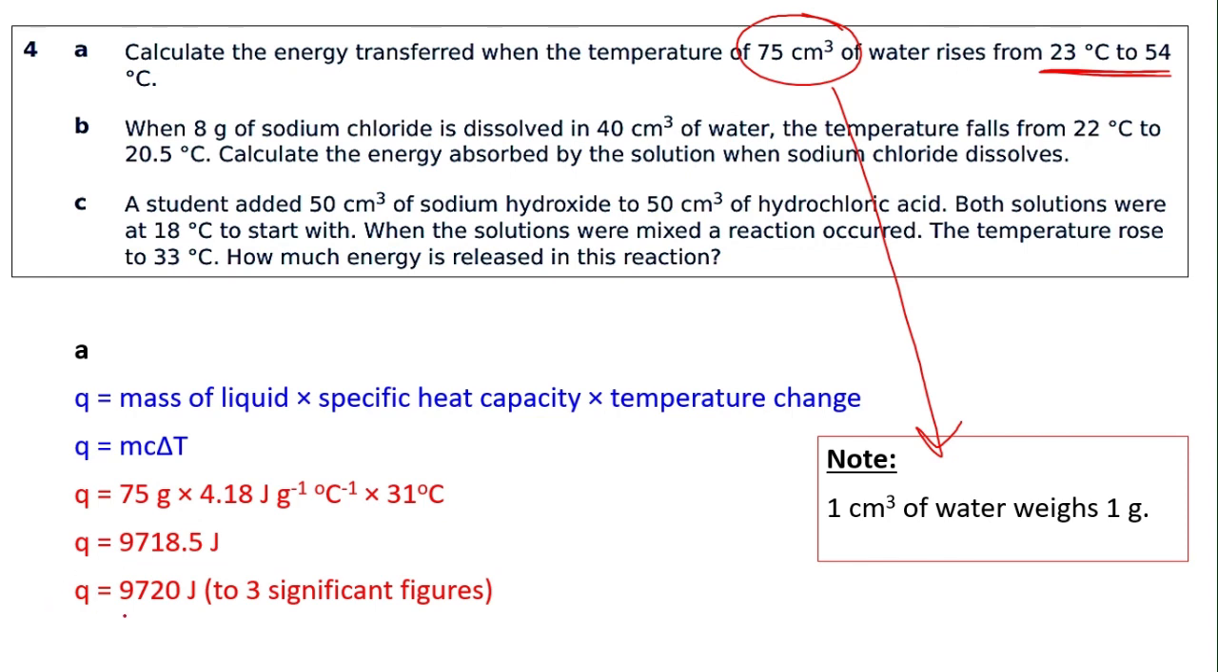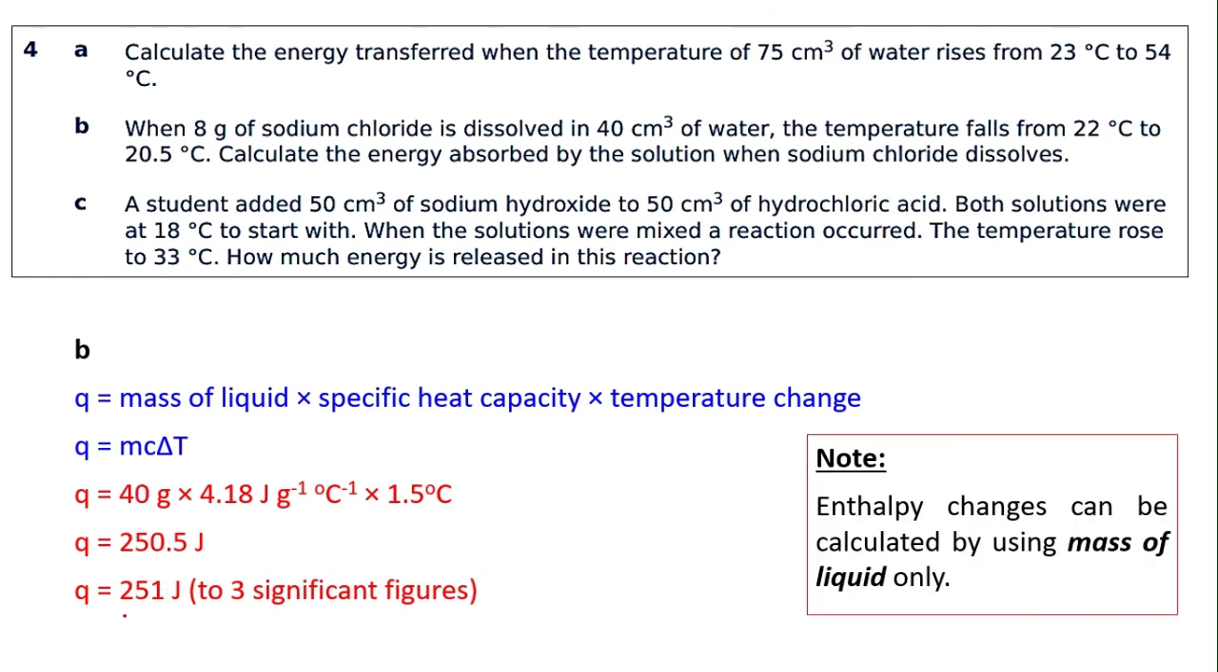Part B. When 8 gram of sodium chloride is dissolved in 40 cm cube of water, the temperature falls from 22 to 20.5 degrees Celsius. Now calculate the energy absorbed by the solution when sodium chloride dissolves. Here again we can use the same heat transfer formula, Q is equal to mc delta T.